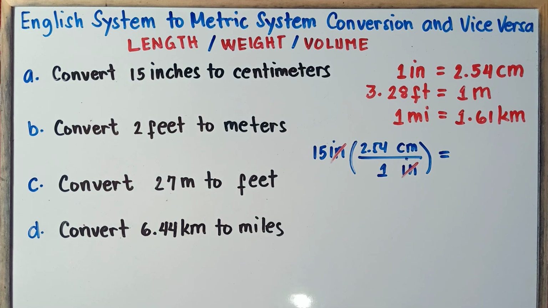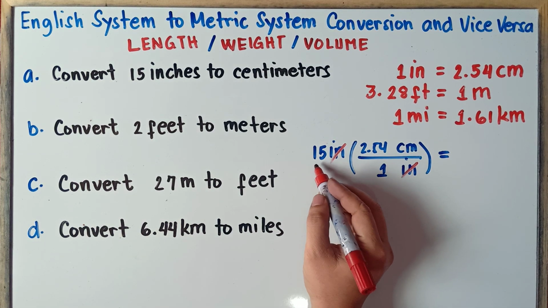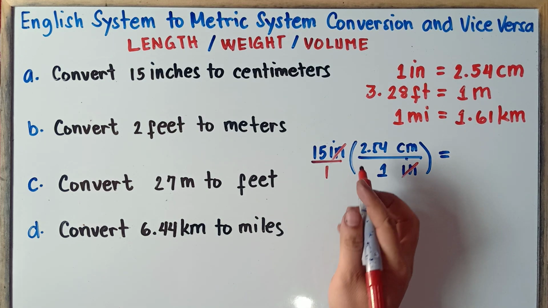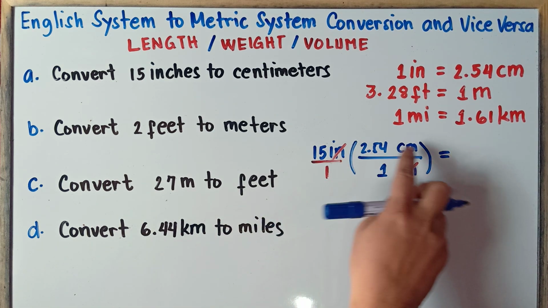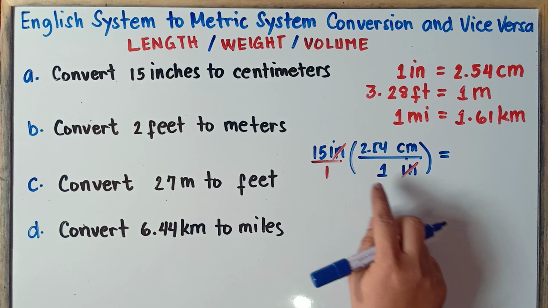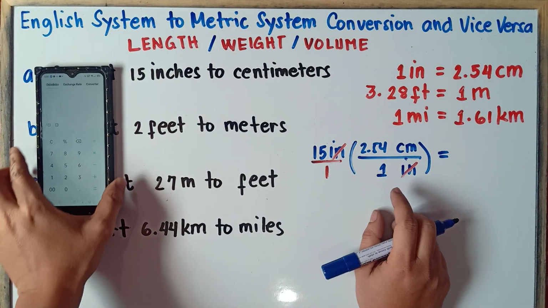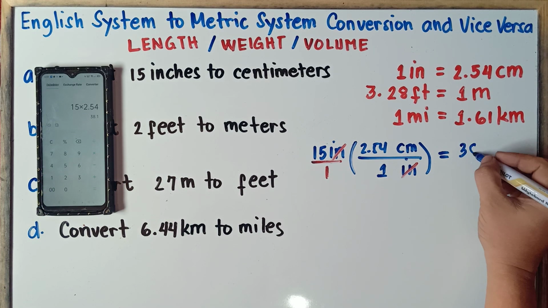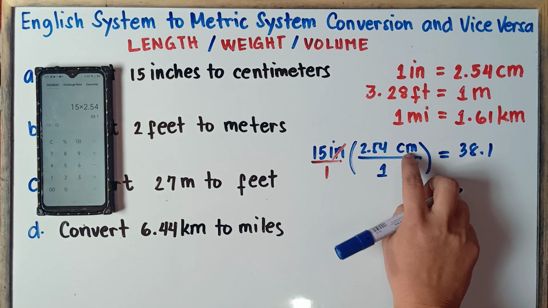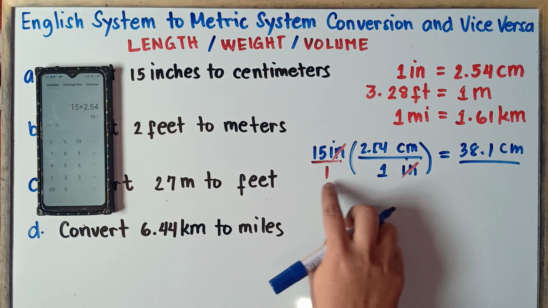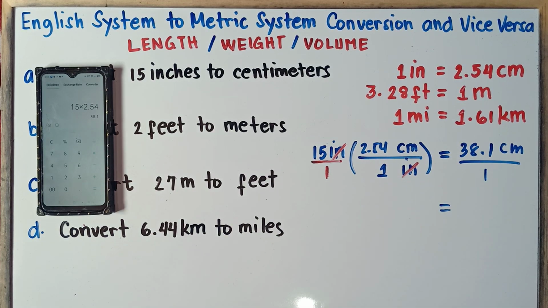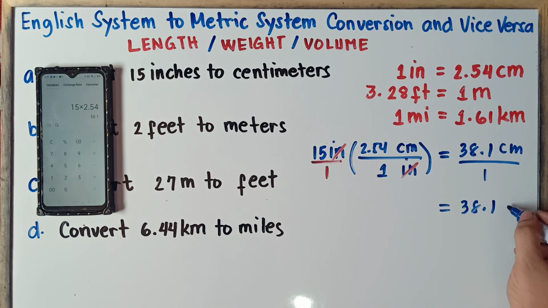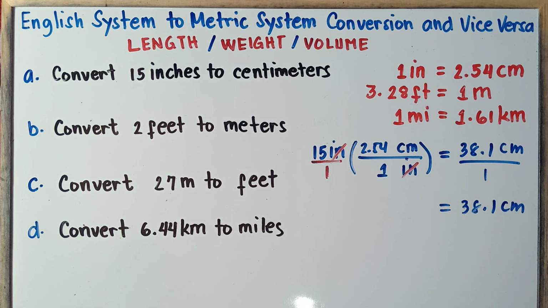Alright, and then you put equal sign. Once again, class, we can put over 1 here for our given. Understood, class, that any number has a denominator of 1. So you can put over 1, class, that's okay. And then simply multiply the numerators and then the denominators. So 15 times 2.54, you can use your calculator. That would be 38.1. And do not forget the units, centimeters. And then multiply the denominators, 1 times 1, that is 1. And then simply divide 38.1 divided by 1, the answer is 38.1. And do not forget the units, centimeters. That's it, class, easy as that. That's the answer for letter A.